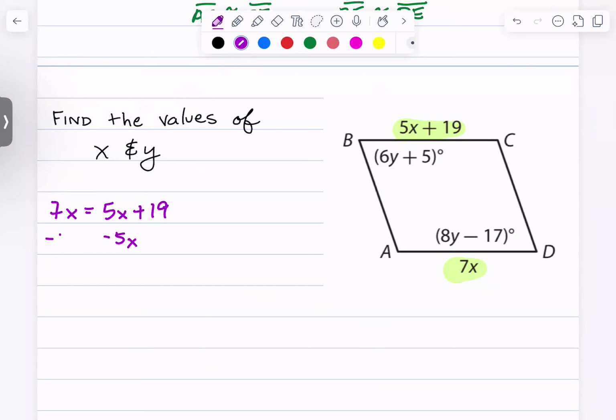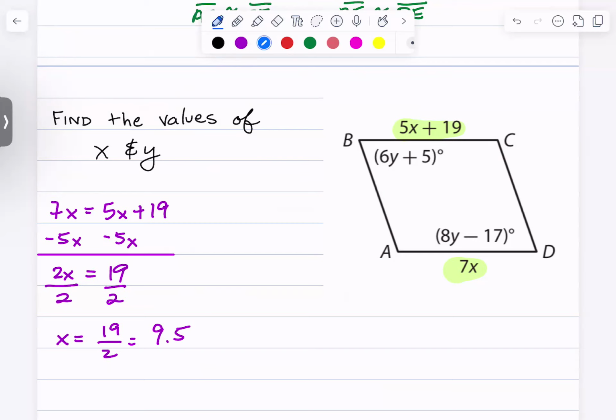Subtract 5x on both sides. We have 2x equals 19. Divide by 2, divide by 2. X is equal to 19 halves. If you guys put that in decimal, it'll be 9.5. Okay. Cool.